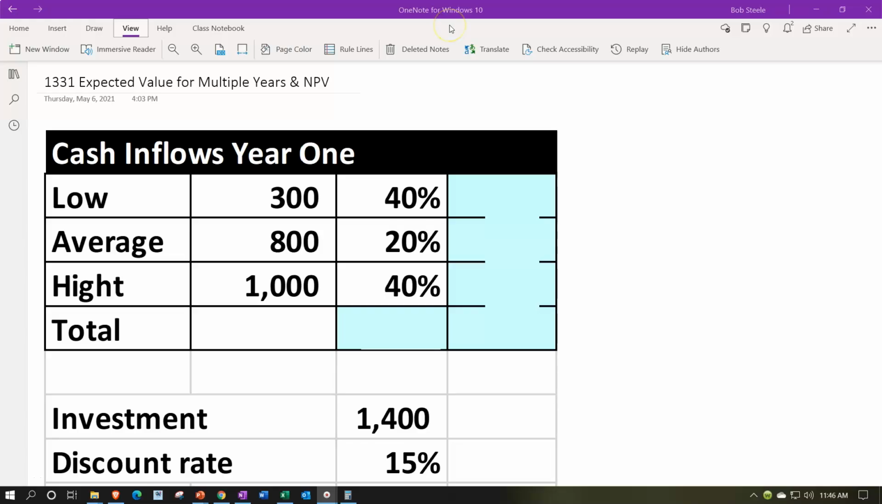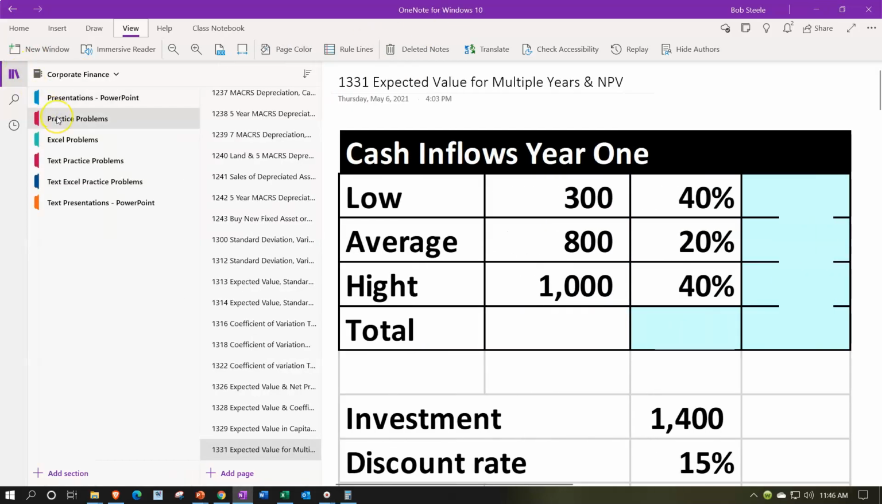Here we are in OneNote. If you have access to OneNote and would like to follow along, you're not required to, but if you would like to, we're in the icon on the left-hand side. We're in the Practice Problems tab. We're down in the 1331 Expected Value for Multiple Years and NPV tab.